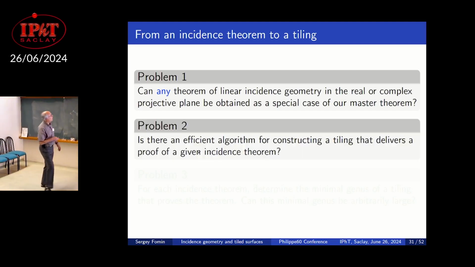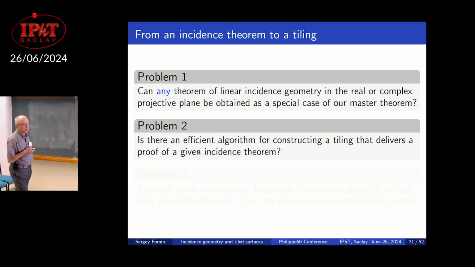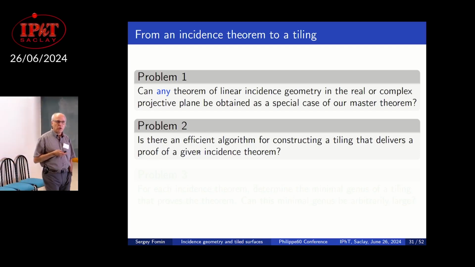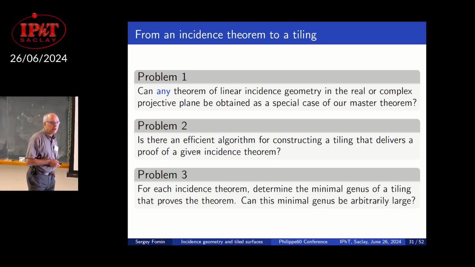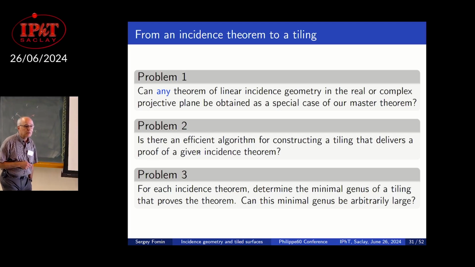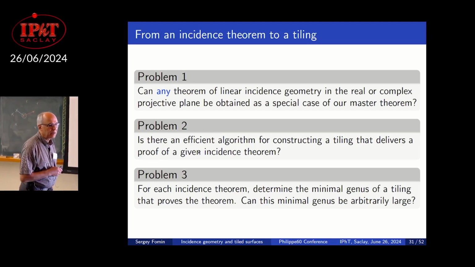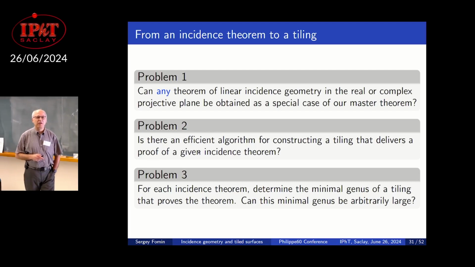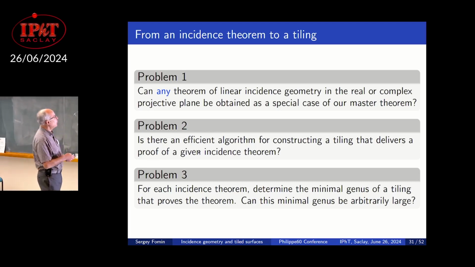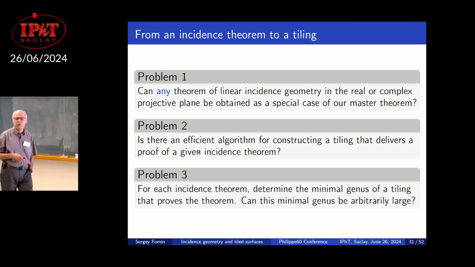All right. Okay, problem 2. Is there an efficient algorithm for constructing a tiling that delivers a proof of a given incidence theorem, right? So we don't have such an algorithm. And of course, what's the minimal genus? The answer to problem 2, no, because of the NP-hardness? I don't know directly. Probably the answer is no, but maybe, depending on how you define efficient.